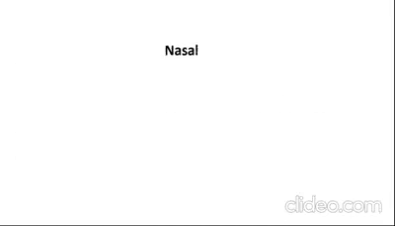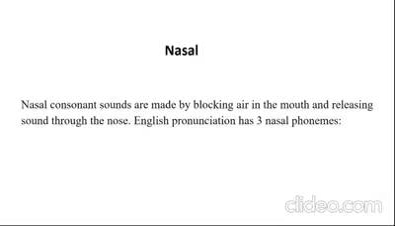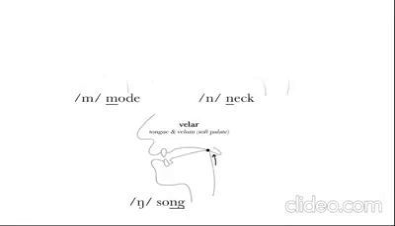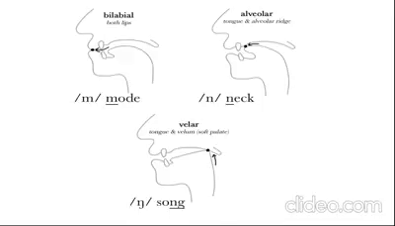Nasal. Nasal consonant sounds are made by blocking air in the mouth and releasing sound through the nose. English pronunciation has 3 nasal phonemes. The first one is ma. Here it is a bilabial sound where the 2 lips are used. The sound ma, the word is mode.